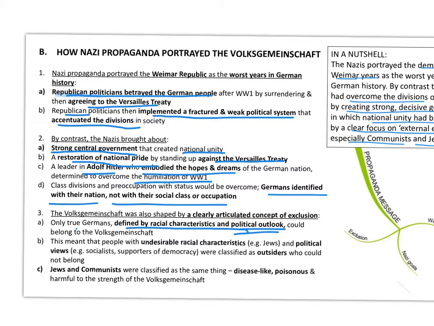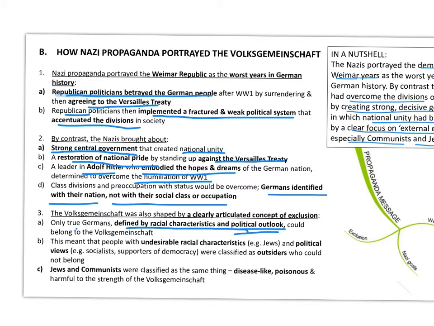A good member of the national community, if you were working class, would love the middle class people, because we're all Germans. We all pull together. And the same the other way around. The middle class people should love the working class people, because we're all Germans. If you start to identify just with your social class, then you are basically weakening the national community. So your political outlook was really important.